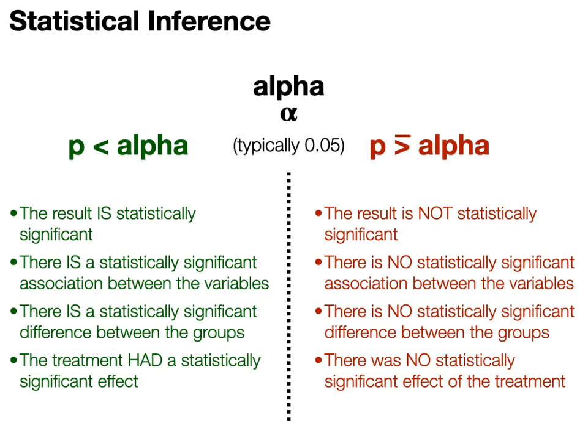Alternatively, if your p-value is greater than alpha, so you're over on the right-hand side of this slide, you would word your conclusions as something like, the result is not statistically significant. There is no statistically significant association between the variables. There is no statistically significant difference between the groups. There was no statistically significant effect of the treatment. Or we did not detect an effect of a treatment. We did not detect a difference between the groups. We did not detect an association, and so on.